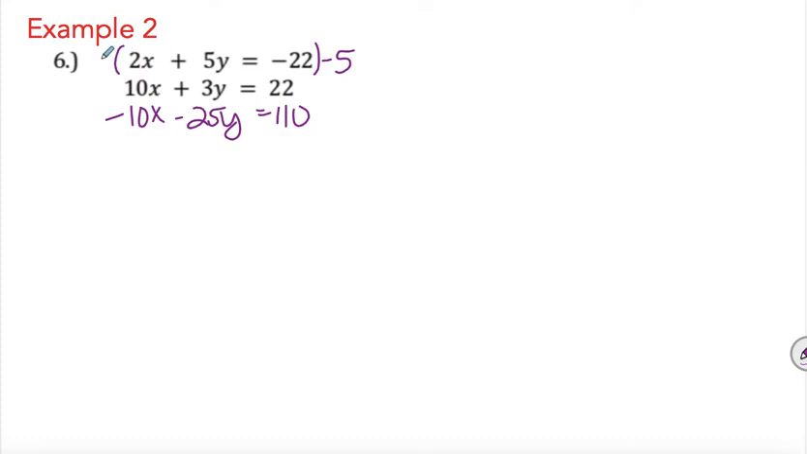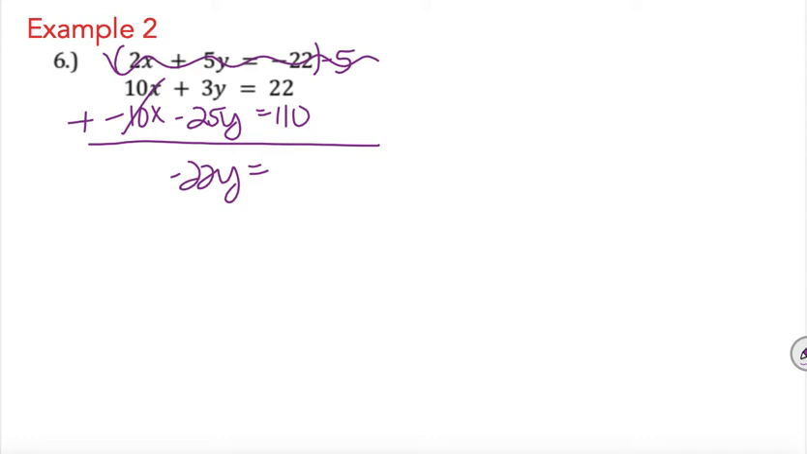So again, this equation is now gone and we're ready to add. So 10 and negative 10 cancel like we wanted, they eliminated. And 3 and negative 25 is negative 22y. And now we have 22 plus 110 is 132. And to get y by itself, we would divide by negative 22. And the value of y then is negative 6.